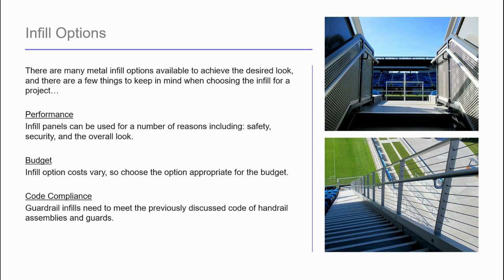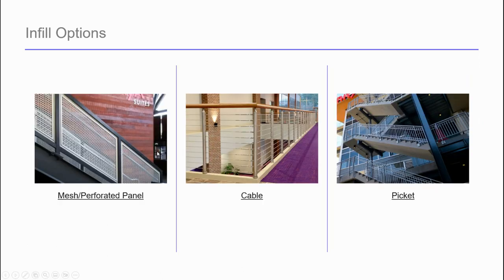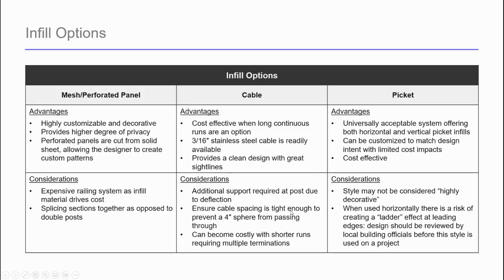Pickets are more of a utility style. Everybody's familiar with what that is. Vertical up and down pickets. Cable and mesh are more decorative, usually a little bit more costly, but it just depends on what you use there for the mesh. So here's the 3 examples: mesh, cable, picket.